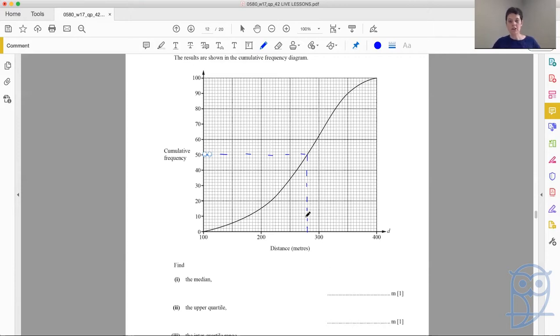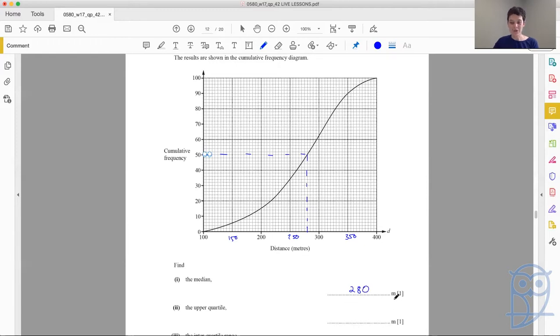This is a bit of an odd scale because they've skipped out a few numbers, so let's add in here. This will be 150 on this one, 250 on this one, and 350 here. So we're going from 250 to 300, going up in 5s: 260, 270, 280, 290, 300. We bumped into the graph at 280 was our reading. So our median is 280 meters.